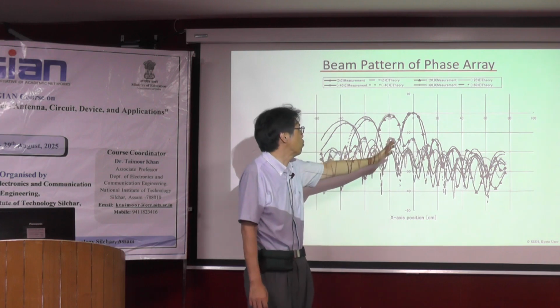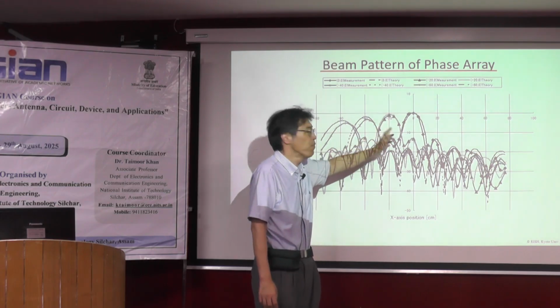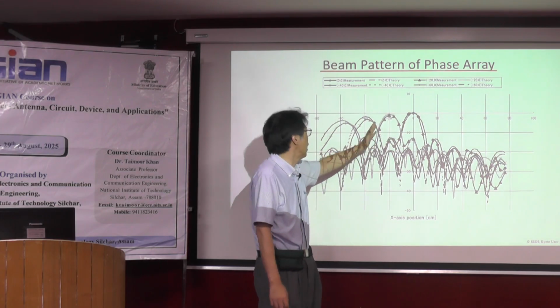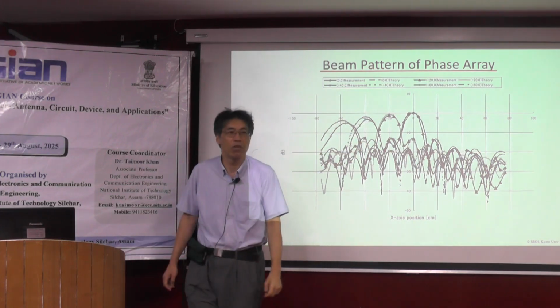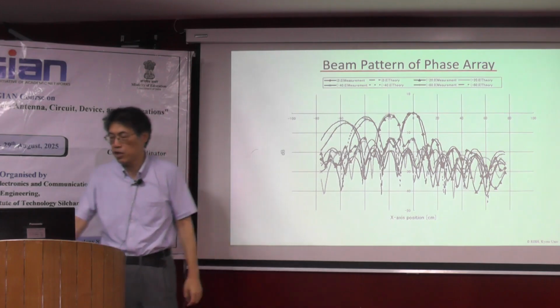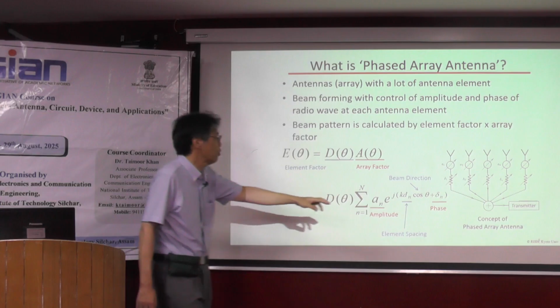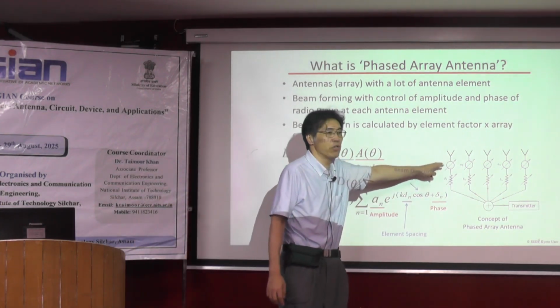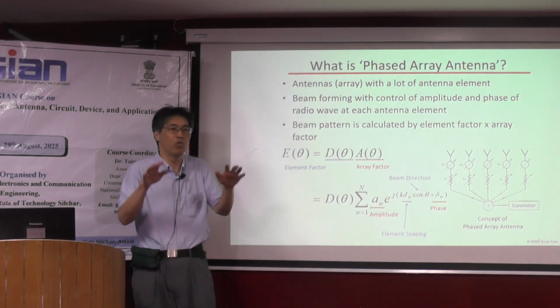And when we control, in this case, the direction is minus 20 degrees. We can control the direction, and 40 degrees, 60 degrees, we can control the beam direction. So this is caused by the change of the phase and the amplitude only, and all the antennas are not moved.